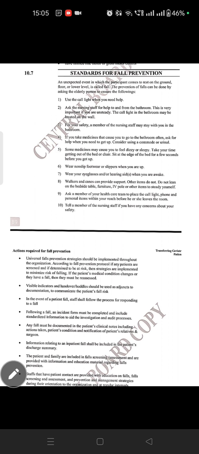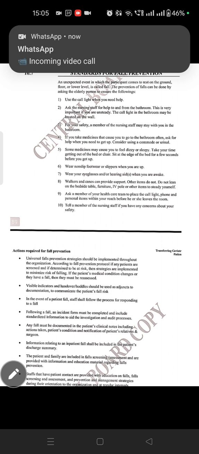So all the time we should have patient clinical notes, including asking.